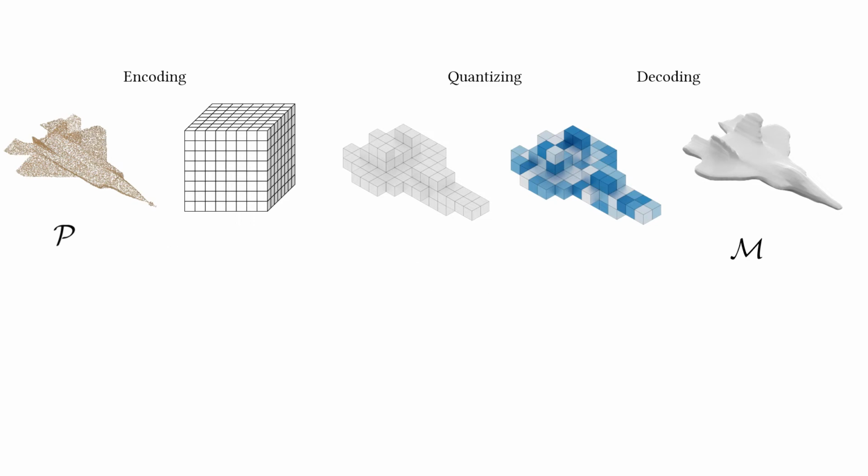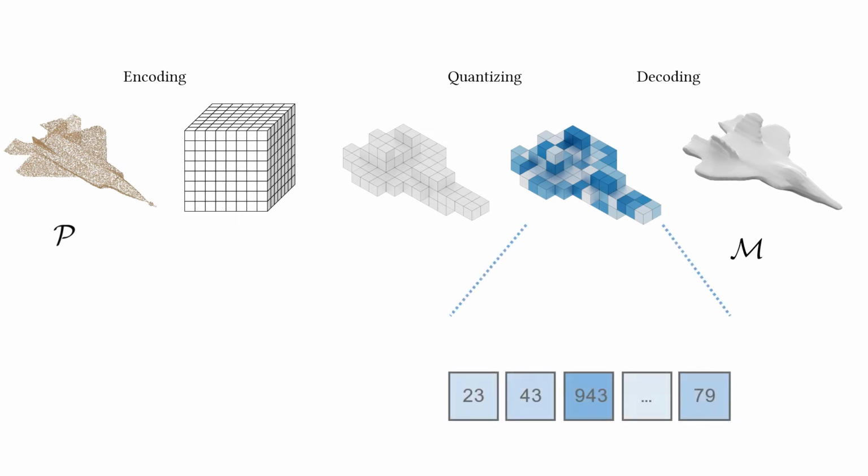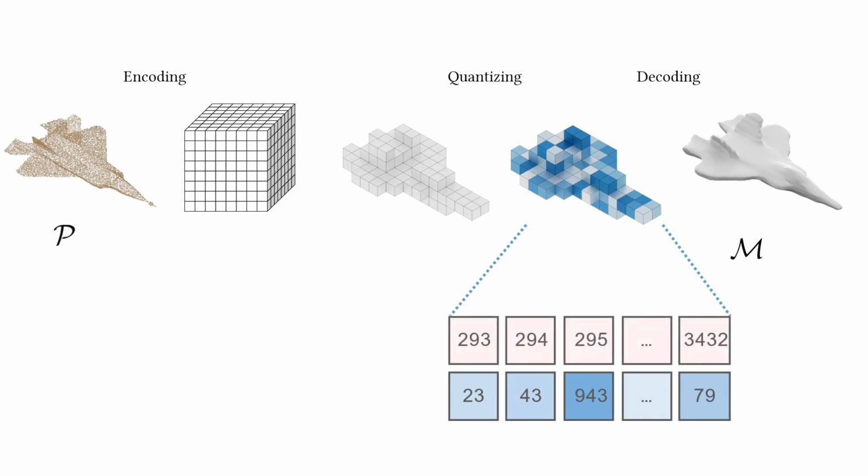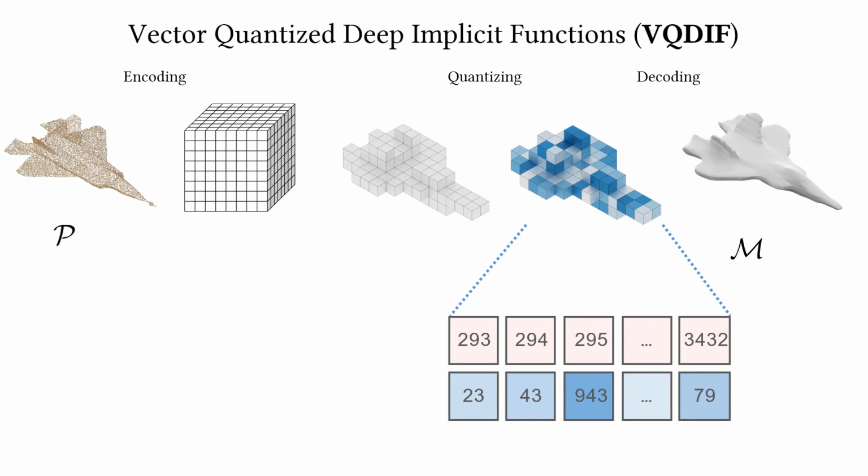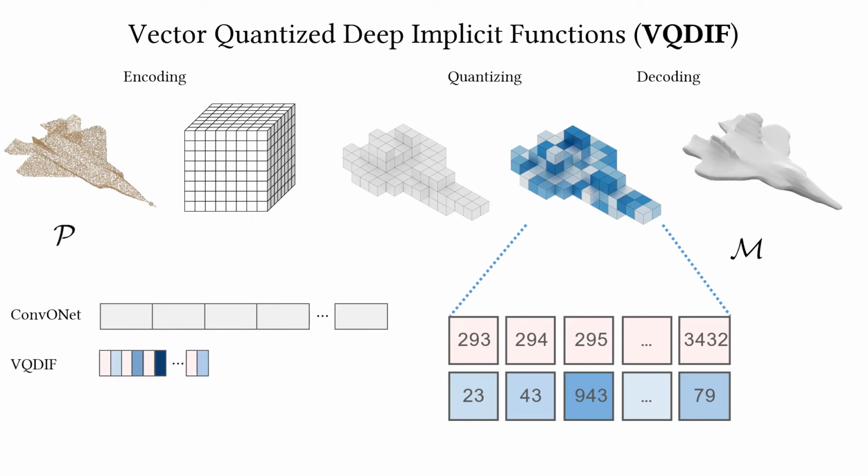By flattening the quantized words, we get a sequence of integer pairs describing both the values and location of local geometry. We name this representation as vector quantized deep implicit functions, or VQDIF. Compared with latent grid, VQDIF has a much smaller size, both in terms of sequence length and bit size per element.